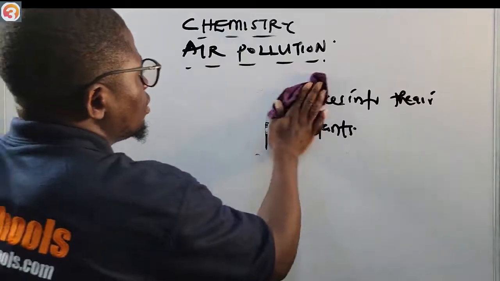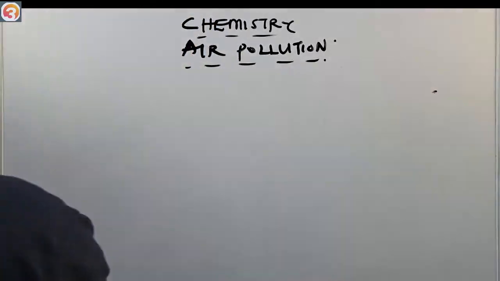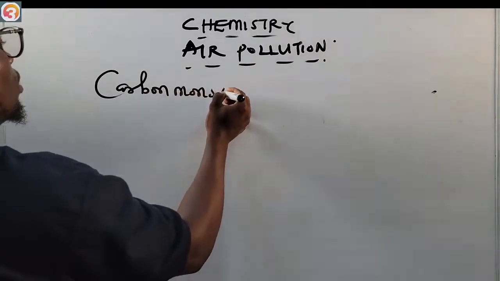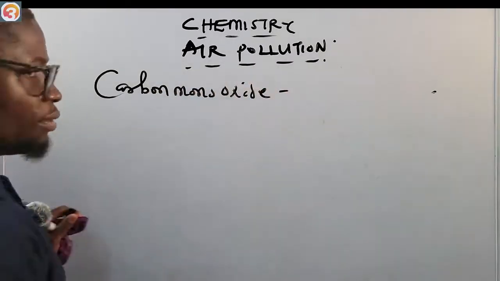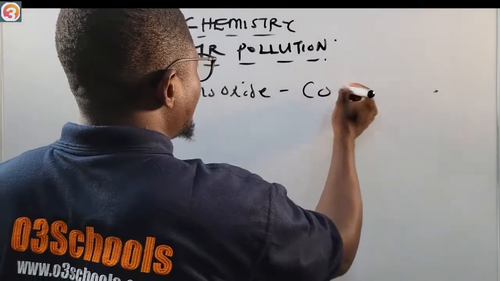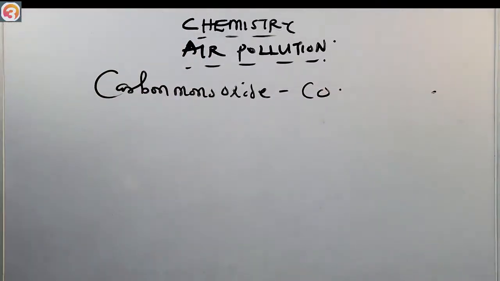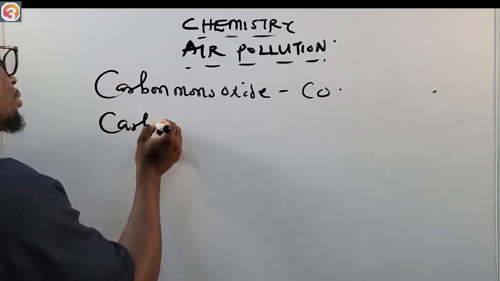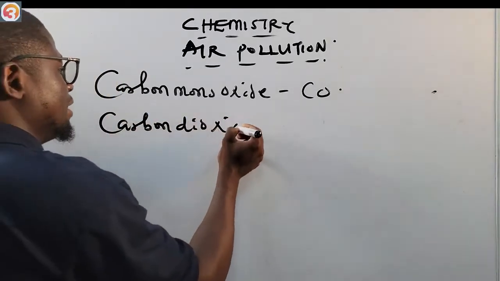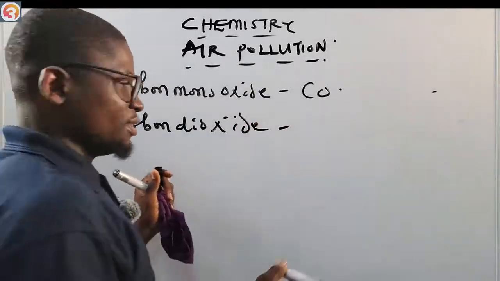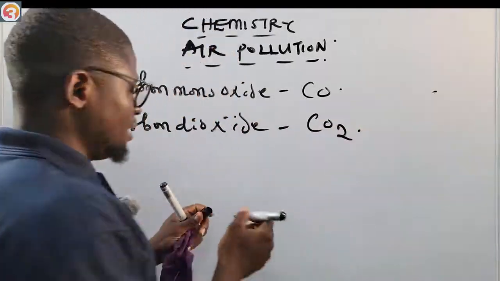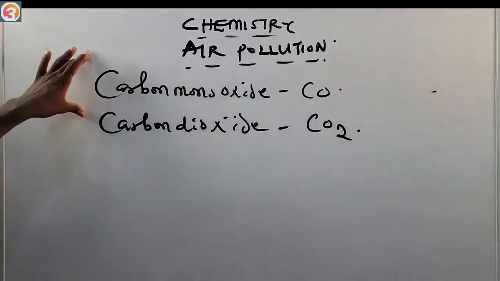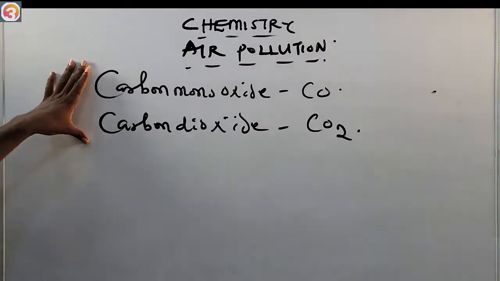Carbon has two oxides. We have carbon monoxide, the one called carbon(II) oxide, CO. Please never confuse carbon monoxide and carbon(IV) oxide. Then we have the other one, which we call carbon dioxide, the one we call carbon(IV) oxide, that's CO2. These are the two major oxides of carbon that we have: carbon monoxide and carbon dioxide.